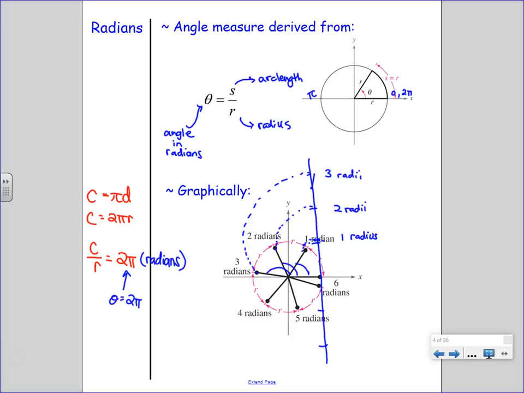If you were to make a ruler with tick marks of the radius, and then you were to fold that around the circle, where the 1 would hit would be 1 radian, where the 2 would hit would be 2 radians, where the 3 would hit would be 3 radians, and it wouldn't quite be a full half circle, because how many radians would we need? 3.141596.